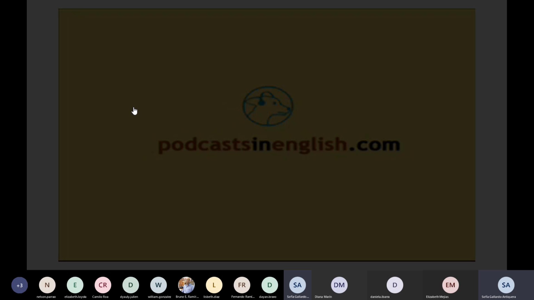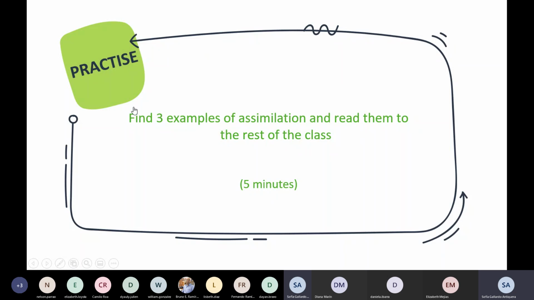So I have this short activity. Can you give me 3 examples of assimilation and read them to the rest of the class? You will have 5 minutes for this. So starting now, please.